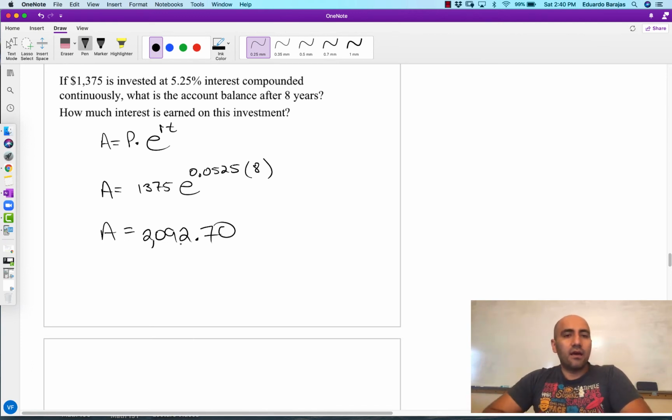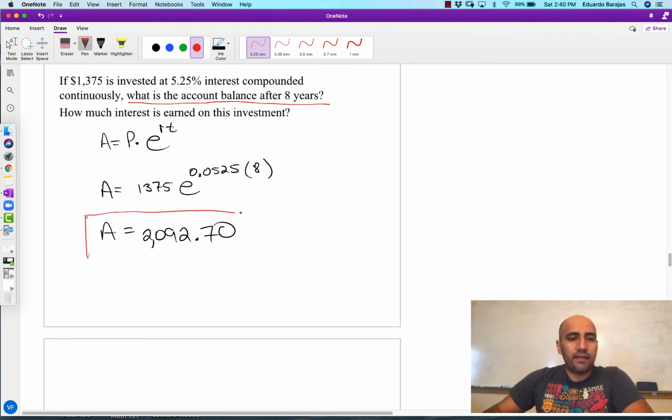So at the end of 8 years, I can expect that my $1,375 has grown to $2,092.70. So what is the account balance? That's the answer to part A. This is the account balance, or the first part of the question. So this one, what is the account balance after 8 years? Here it is. The account balance is right there.